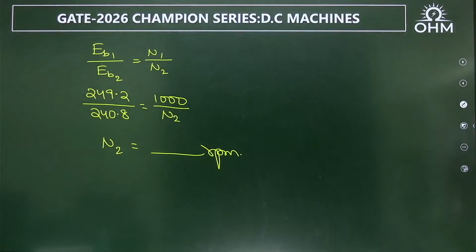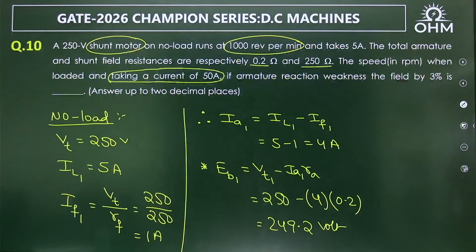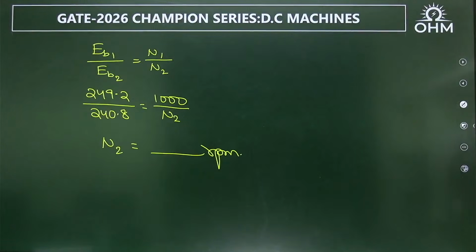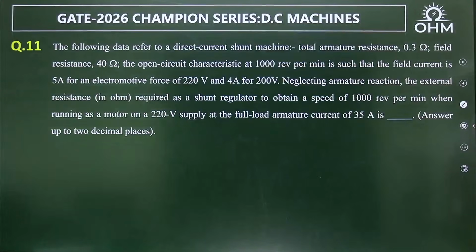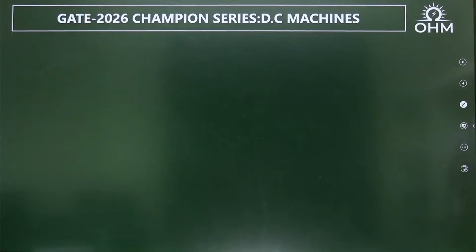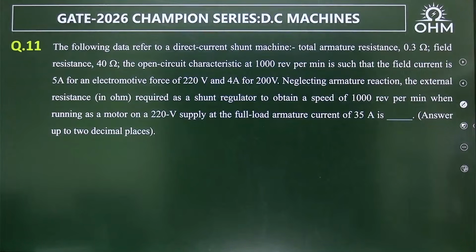All right. Yes, what is answer? 993.6. All of you get the same answer? Answer up to 2 decimal places. So we need exact answer. 993.6. All of you got the same? 993.6. Okay. All right. Fine.